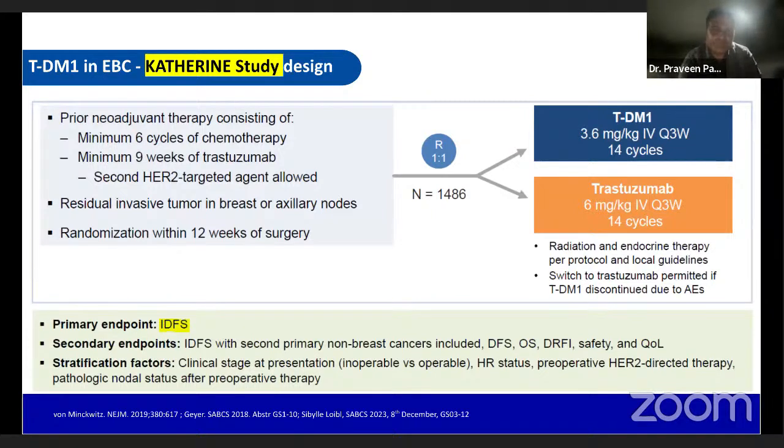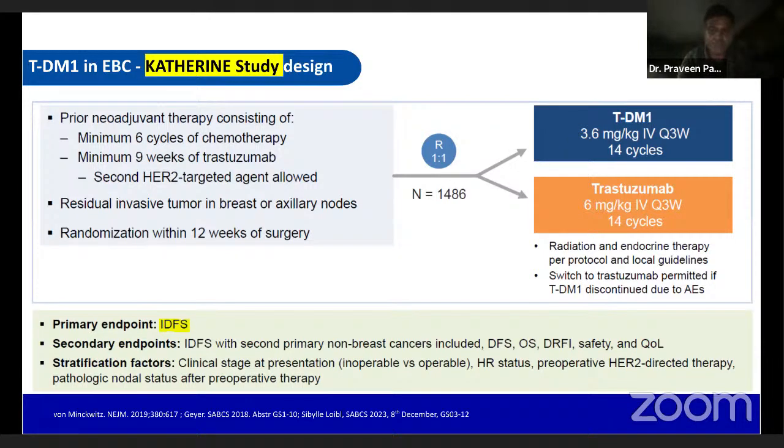So the role of TDM1 comes basically from the KATHERINE study. The study design was very simple. Patients who received neoadjuvant chemotherapy, minimum 6 cycles of chemotherapy, and in addition to chemotherapy, minimum 9 weeks of trastuzumab was used. Second, HER2 targeted therapy was allowed after the start of the trial. The primary objective was patients who had residual invasive disease in the breast or axillary node, and they were stratified. Randomization was done within 12 weeks of surgery.